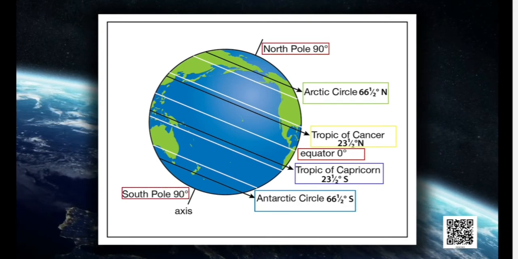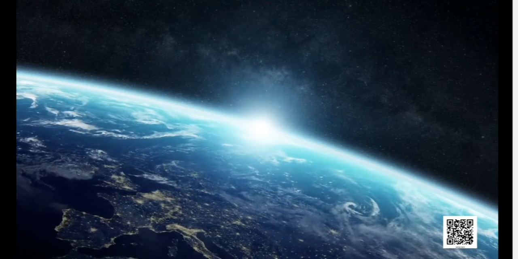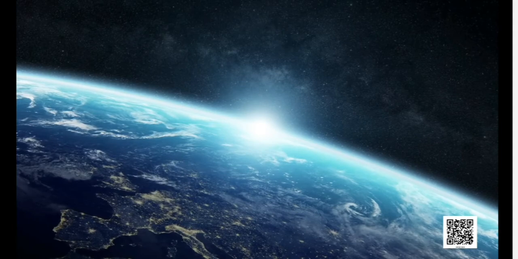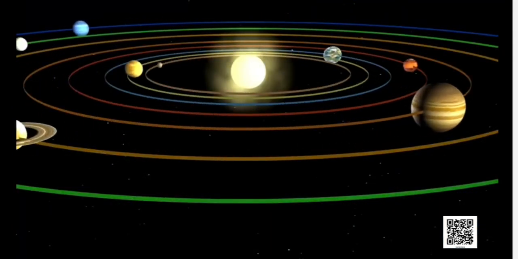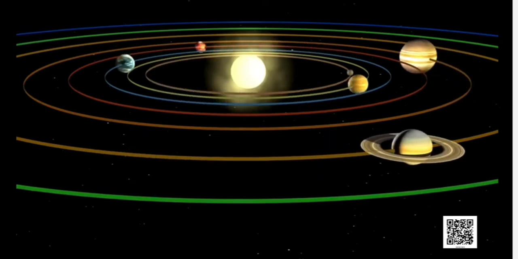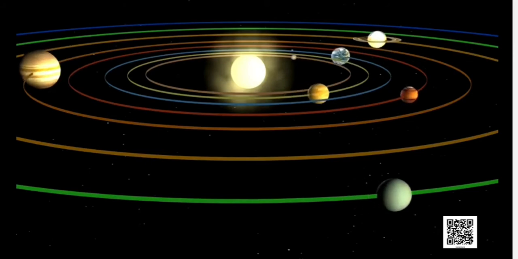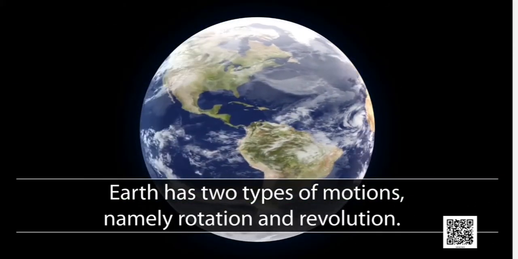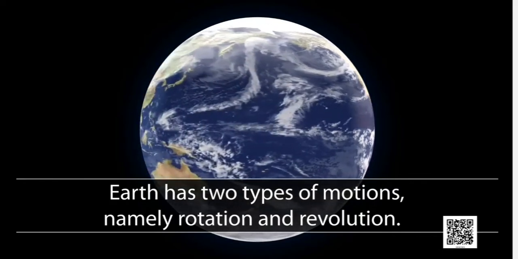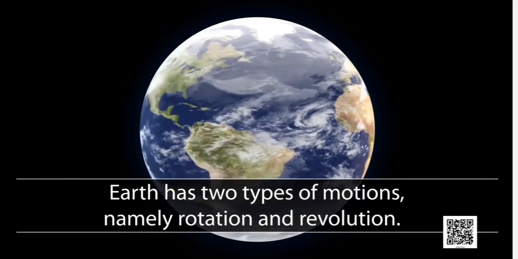Students, now we can easily understand our topic, motions of the Earth. As we discussed earlier, each member of the solar system is revolving around the Sun. Earth is not an exception to it. Rather, it is also rotating on its axis. Or you can say that it has two types of motions. In this picture, you can see the motions of the Earth.